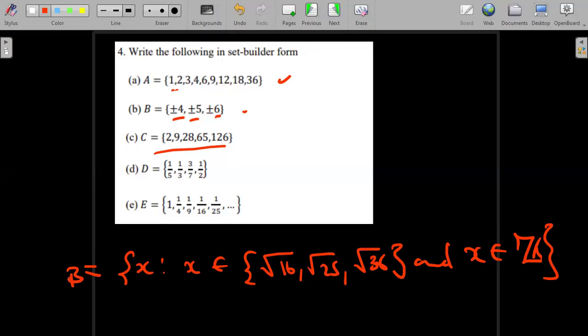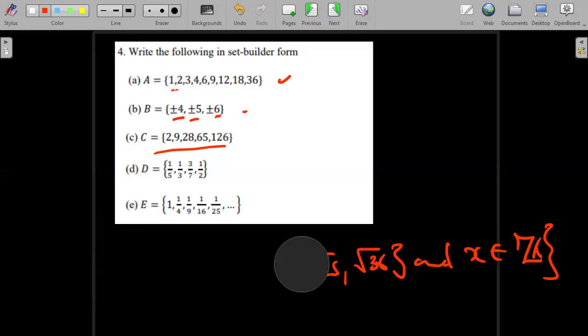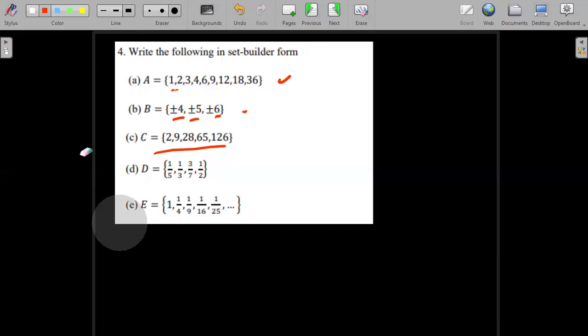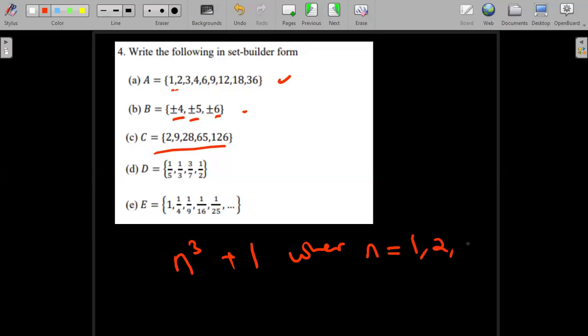So as I said, set builder notation is not really unique. Anyone can write it in a different way, as long as it defines what you have in that set. Okay, so let's move on to this other one. Part C is defined or described by an equation where we have n to the power 3 plus 1, where the values of n are equal to 1, 2, 3, 4, and 5.